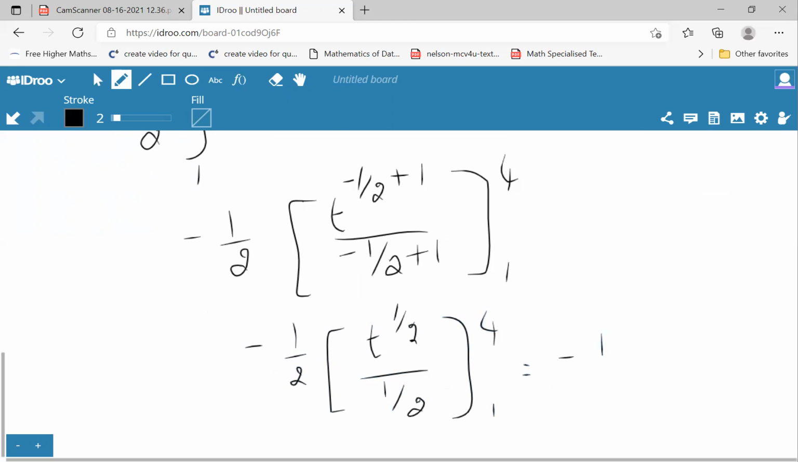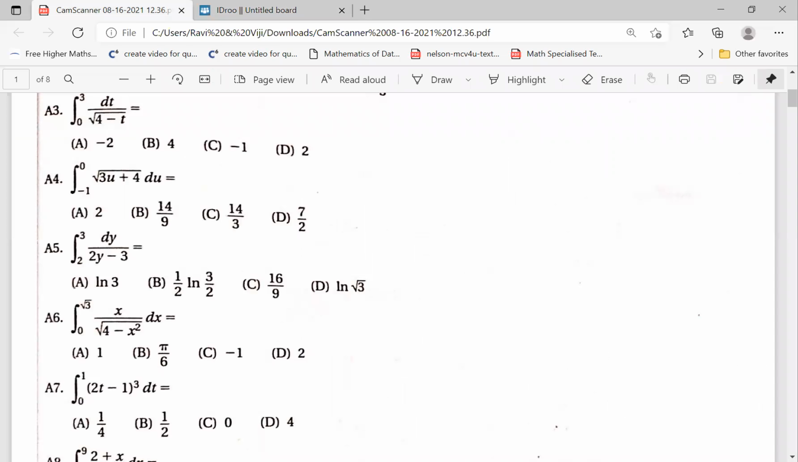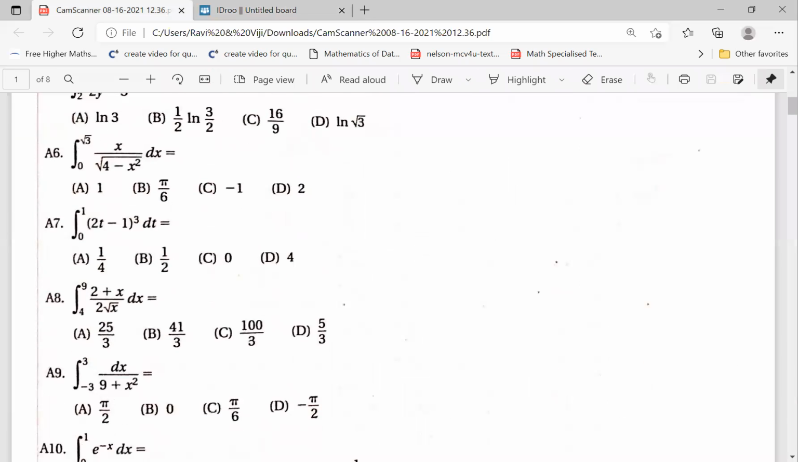This is now going to be minus half into, let us take this half, and this half and this half will get cancelled. So you'll be left only with minus of 4 to the power of half minus 1 to the power of half. Applying the limits, upper limit minus lower limit, that gives you root of 4 is 2, 2 minus 1 is 1, which is equal to minus 1. So the answer is minus 1. Option C is the correct answer.